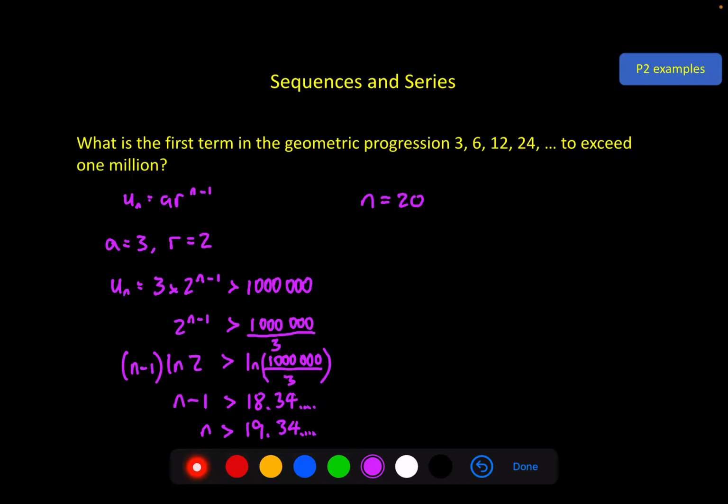And if you've got time in an exam, check that out by putting n equals 20 back in and finding that that is bigger than 1 million. And if you've got lots of time, put n equals 19 to find that that isn't quite bigger than 1 million. Or actually, with a geometric progression, it might be quite a lot less than 1 million. It'll be about 500,000, a little bit bigger than that.